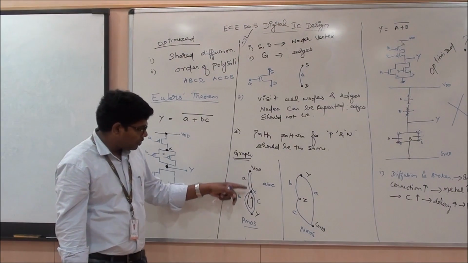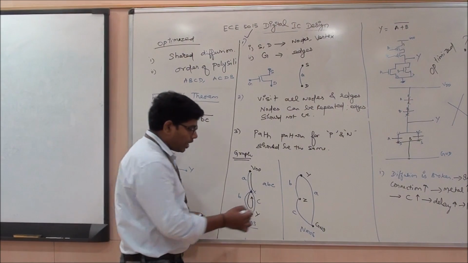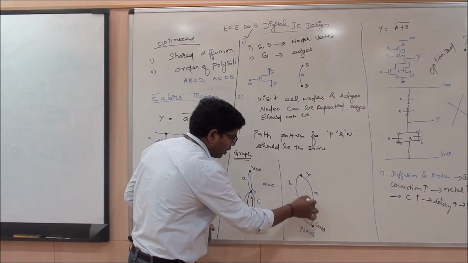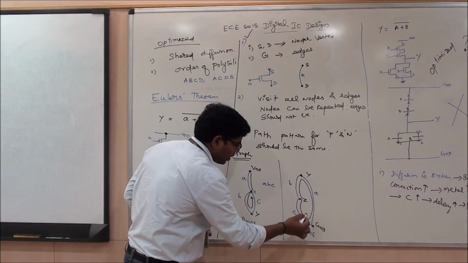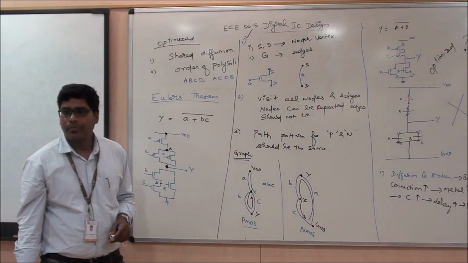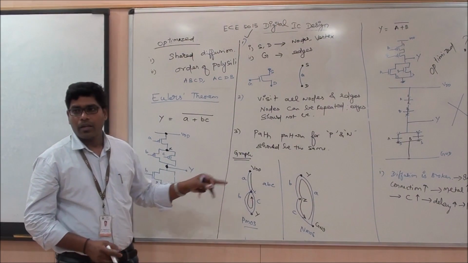So it is going through all nodes and all edges. The same thing I could follow here also: A, B, C. One more point: you can start at any node in your graph.